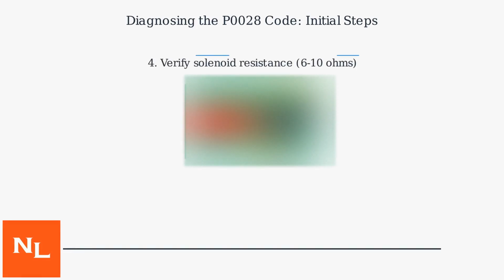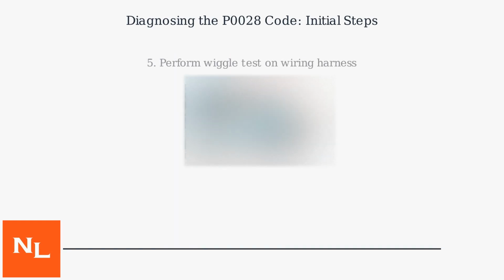Low or dirty oil can affect VVT system performance and cause solenoid issues. Use a multimeter to verify solenoid resistance, which should typically be 6 to 10 ohms. This checks if the solenoid is functioning correctly. Perform a wiggle test on the wiring harness to identify intermittent connection problems by gently moving the wires while monitoring for signal drops.